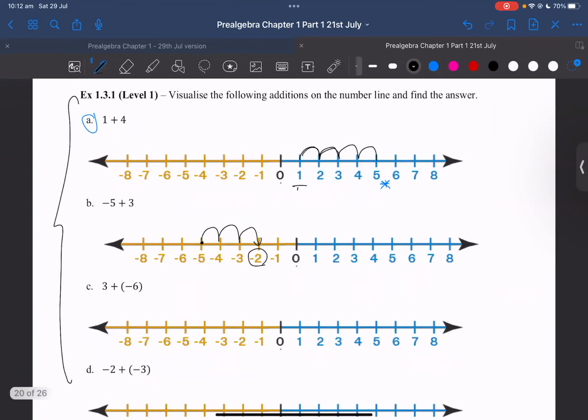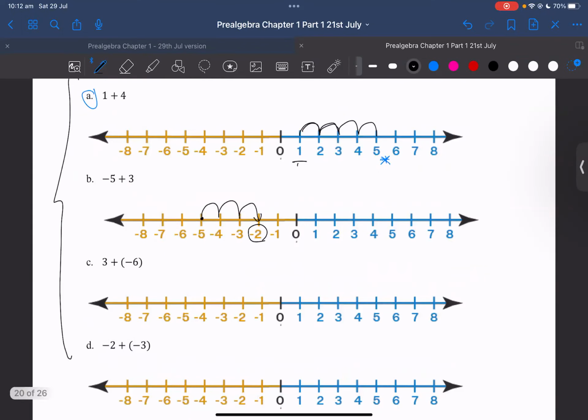And same thing here. You start at 3, so 0, 1, 2, 3. But then you add -6, which is the opposite. Instead of hopping to the right, you hop left by 6. So you hop left by 6, you go 1, 2, 3, 4, 5, 6. You end up at -3.